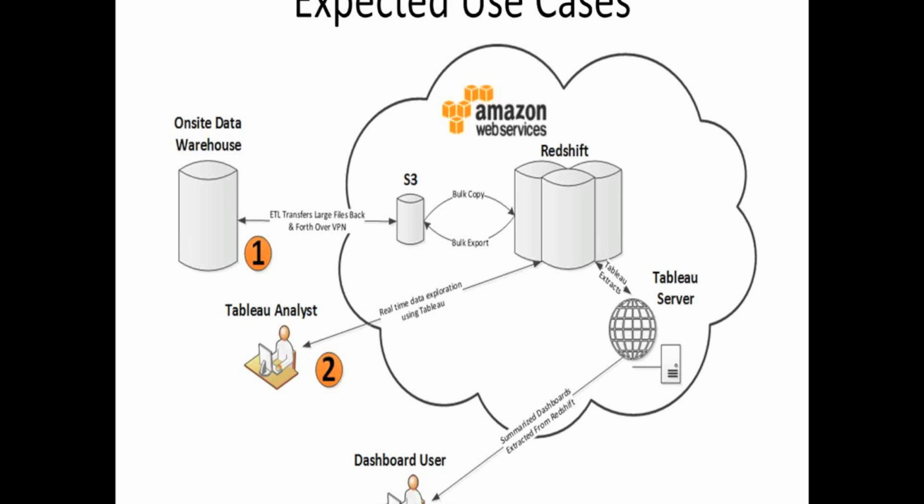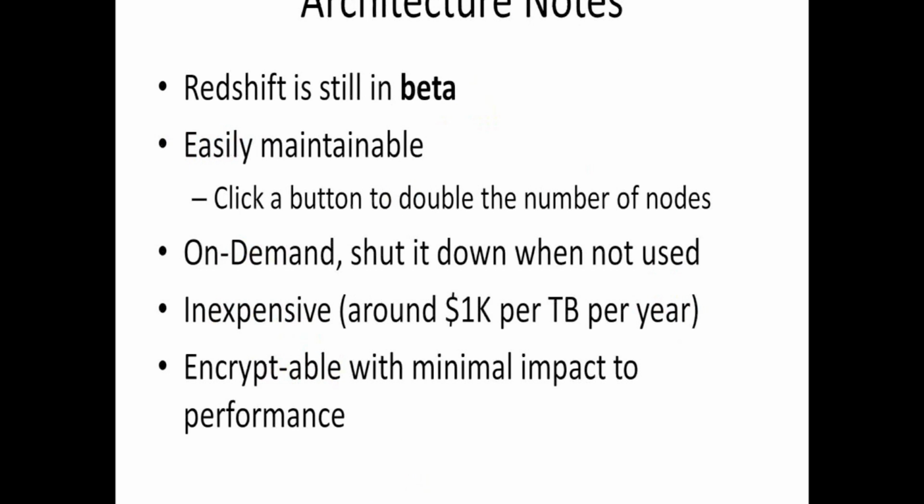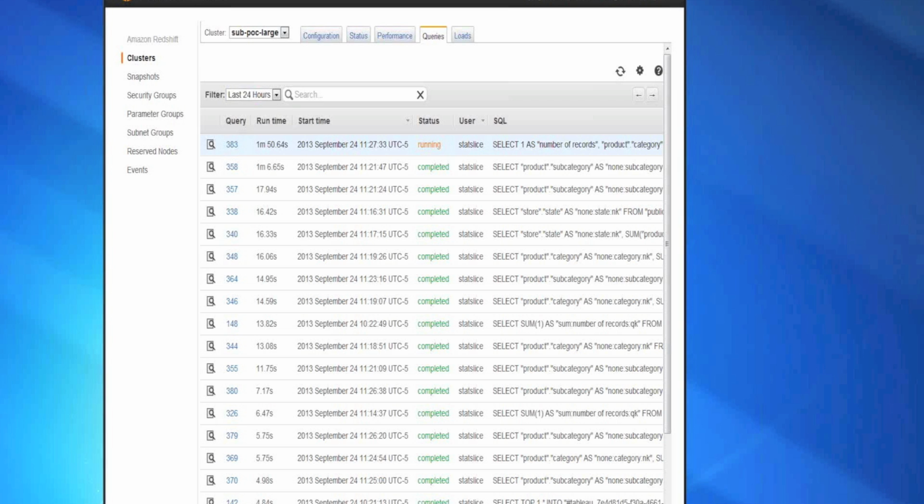Okay, well, let's get into some architecture notes. Quick note, Redshift is still in beta according to Amazon, so that's a caveat to everybody. But it is easily maintainable. You know, we can click a button, we can double the number of nodes. Let me bring that up and show you.